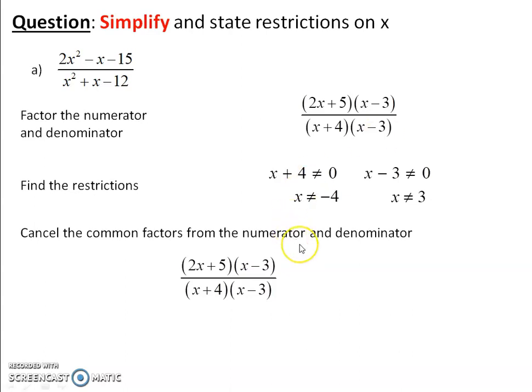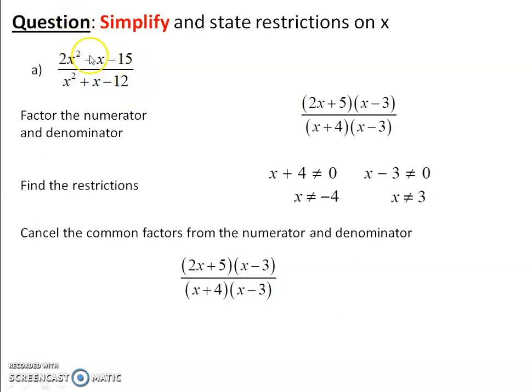Then I can cancel out common factors. What's really, really important about canceling is that I can't cancel this x with this x. The only thing I can do is cancel entire factors. So only once I have factored can I cancel it. If I go back to the original, I can't cancel this x squared and this x squared. I can't cancel this x and this x. And I can't simplify the 15 and the 12 by dividing them by 3 or negative 3.